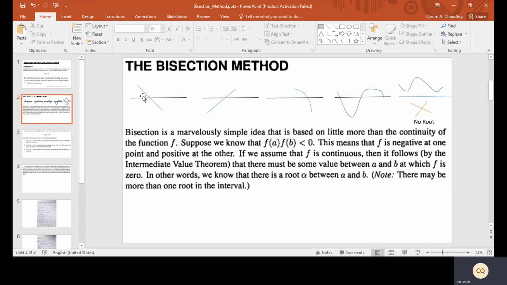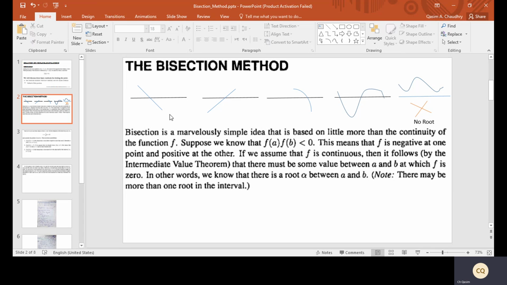And see, this is very important here. If the function is positive at one side and negative on the other side, it is very important, students, that the function should be continuous. The function is continuous, and at one end the function is positive and at the other end the function is negative, no matter whatever the ends are, then there exists a root. At least one root will exist.